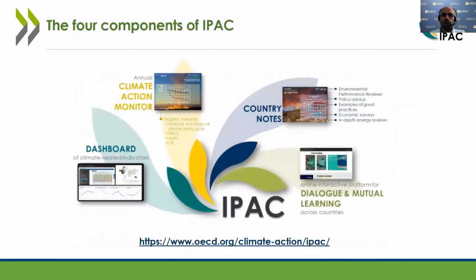So just a few words on the OECD International Program for Action on Climate, or short IPAC. It supports country progress towards net zero greenhouse gas emissions and a more resilient economy by 2050. And IPAC was launched in May 2021. And as you can see here on the screen, it has four big components. So the dashboard of climate-related indicators, the annual climate action monitor, country notes, and the online interactive platform for dialogue and mutual learning. And it's still work in progress, so not all components are finalized yet.